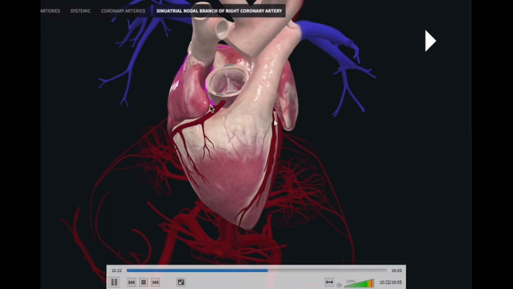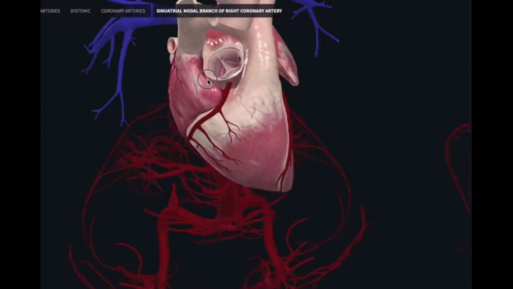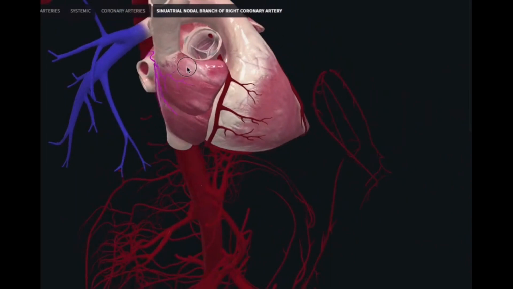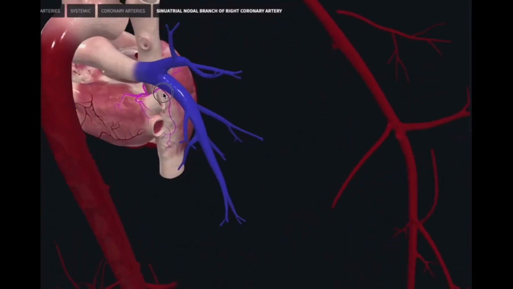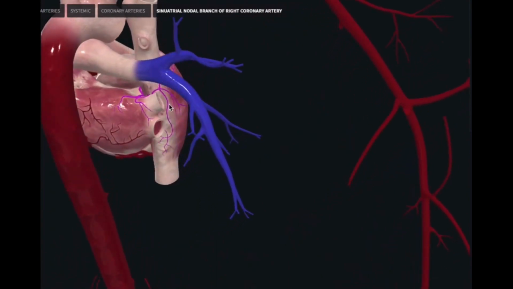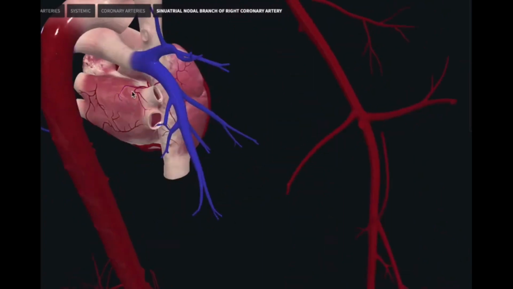The nodal branch of the right coronary artery usually originates from the right coronary artery between the aorta and the right atrial auricle, which is here, and it then winds around the superior vena cava. So that's the main key important thing. You can see it winds around the superior vena cava, supplying the auricle and the right atrium, and some parts of the left auricle.